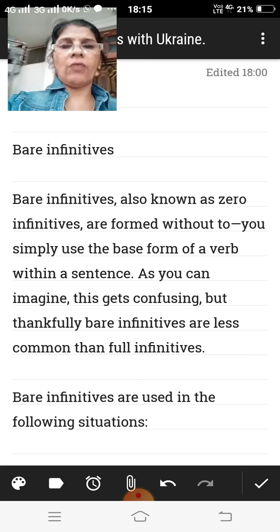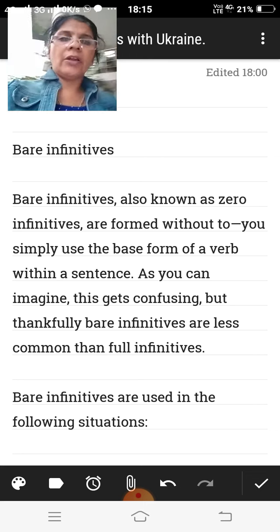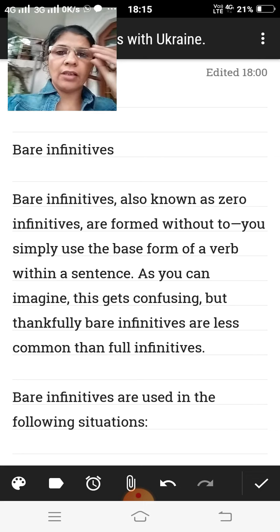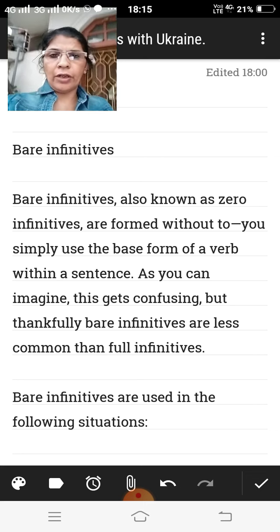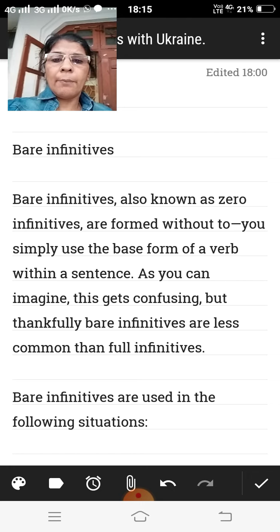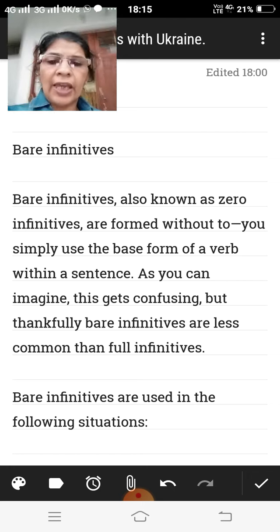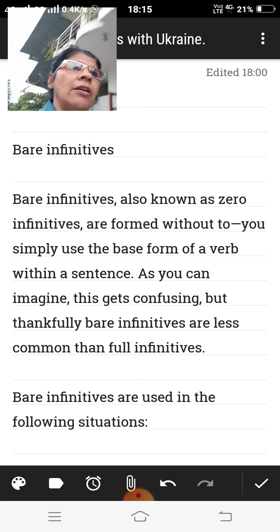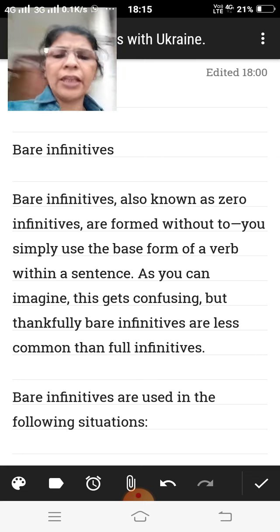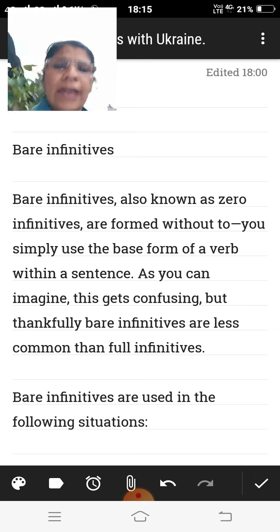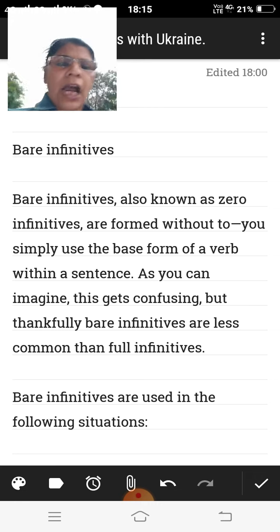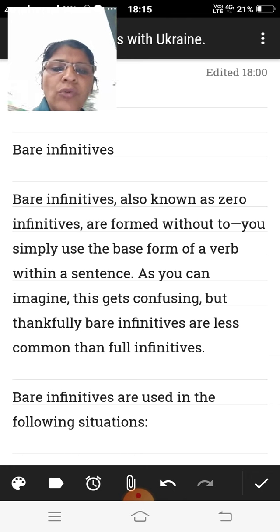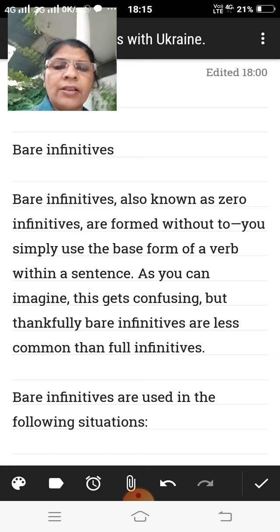Bare infinitive. What is the bare infinitive? Now I explain to you bare infinitive. What is the bare infinitive? Bare infinitives. This is bare infinitive. Bare, B-A-R-E, bare infinitives. Bare infinitives, also known as zero infinitives, are formed without to. You simply use the base form of a verb within a sentence.